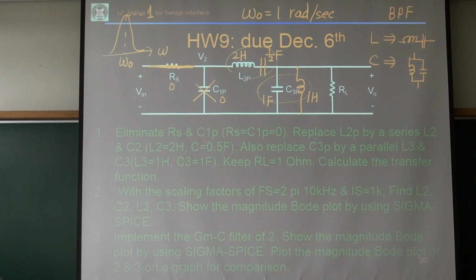Yeah, so this is 10 kilohertz this time. So I want to change my omega zero to 2 pi times 10 kilohertz. Impedance scaling is the same as 1K. Okay? So you can find the GMC build. So in my previous version, I have some discrepancy in bandwidth. You check this one in this homework.